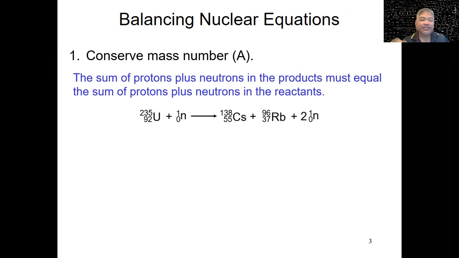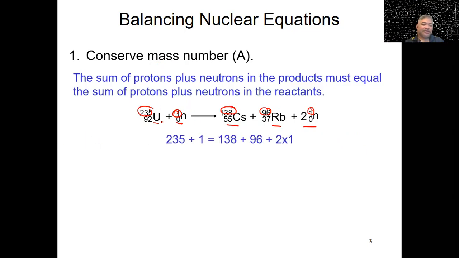For instance, the reaction here, uranium-235 reacting with a neutron, you produce cesium and rubidium and 2 neutrons. So if you're going to look at the mass number here, this is the number here. So what you're going to do is add them together, you have what? 235 plus 1, that's 236. 138, 96, so that's 234, plus 2 times 1, so that's 236.